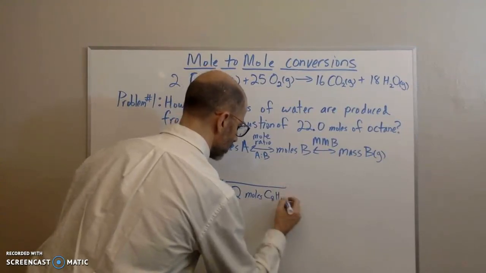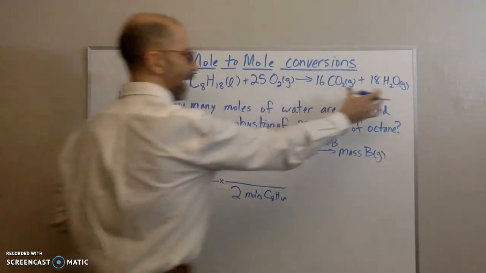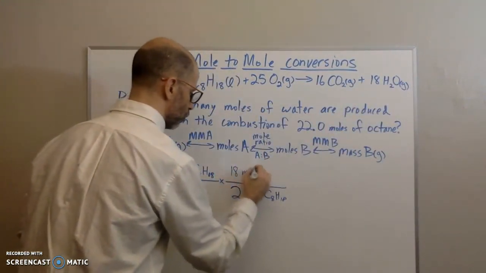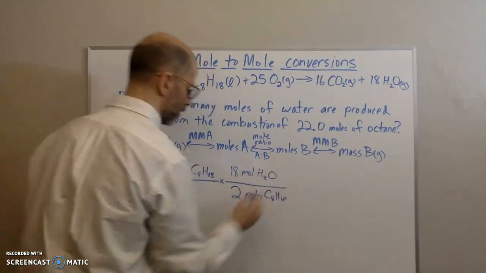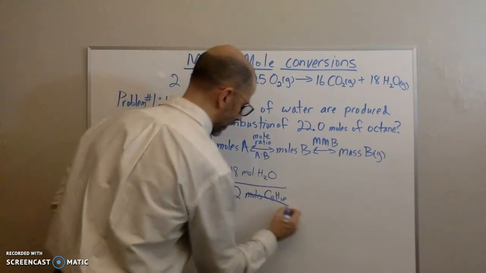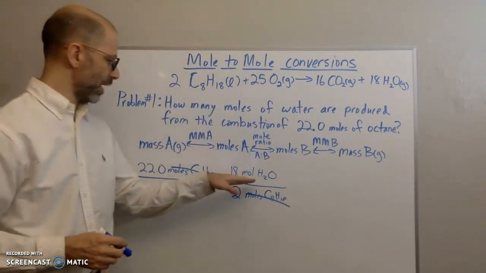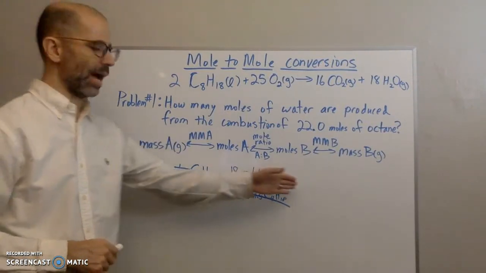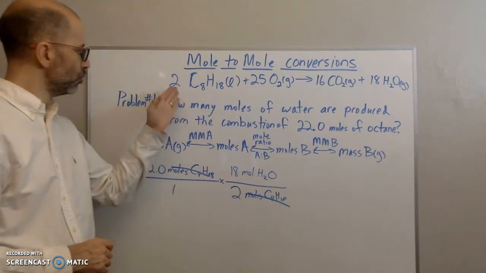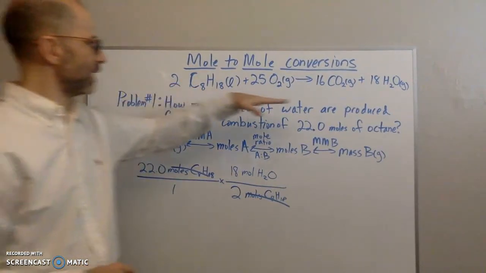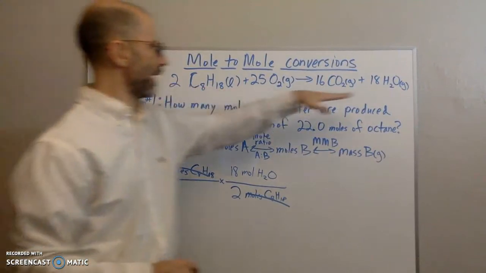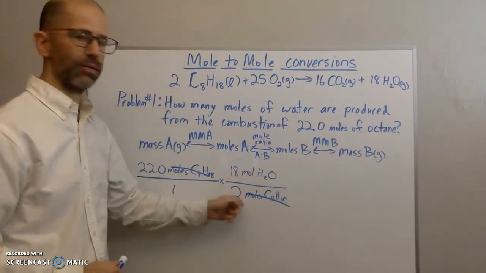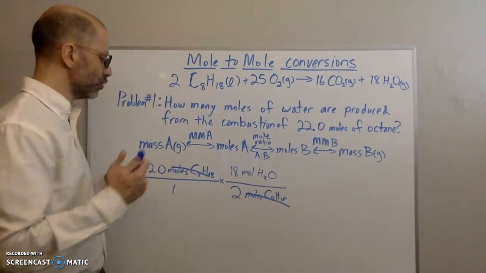C8H18. And then the 18 moles of water goes on top. So 18 moles of water. And so moles of octane cancel out. And now I have moles of water on top. So now all I need to do is multiply and divide, and I'll get my answer. So you can use the mole ratio between any two substances. Here we're using 2 to 18. So 2 moles of octane to 18 moles of water as a conversion factor. And so we can do that with any problem.